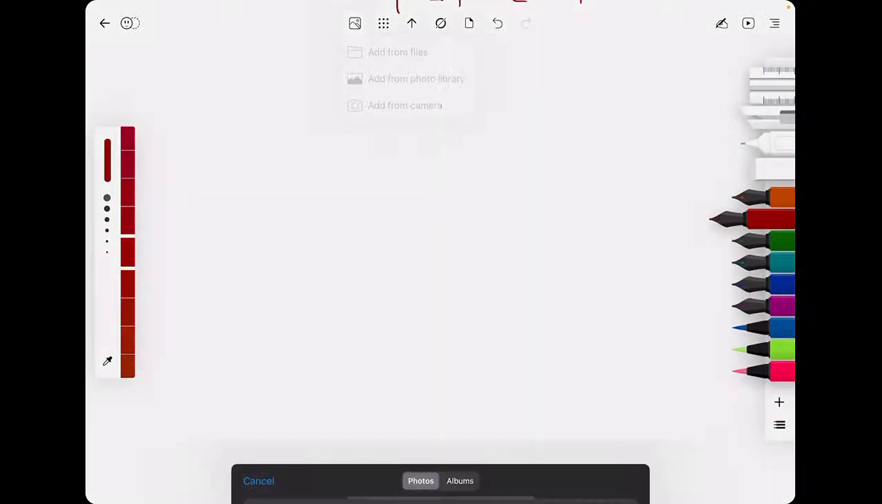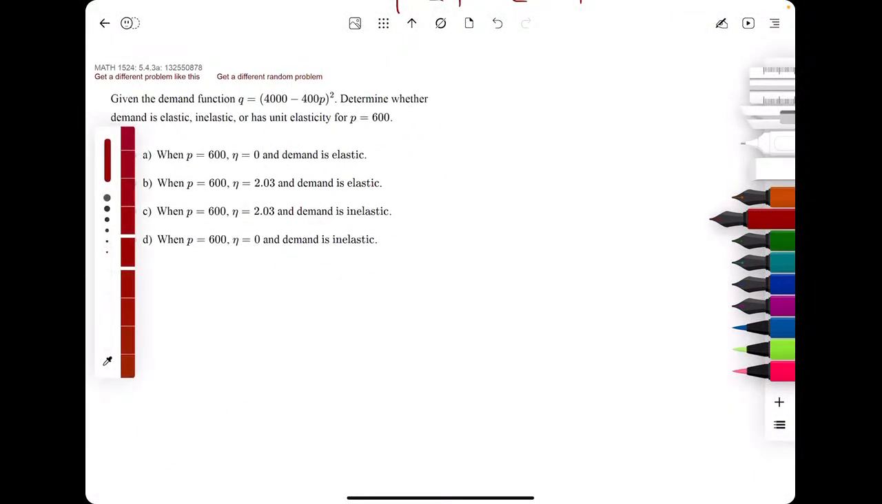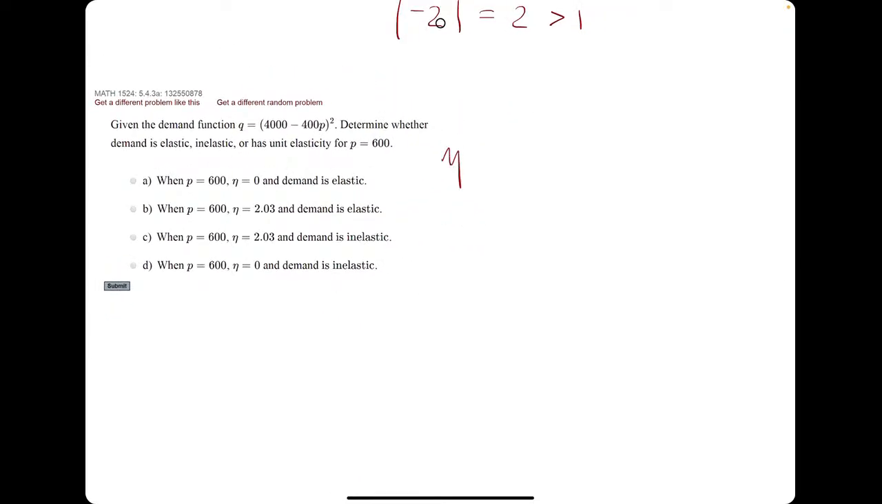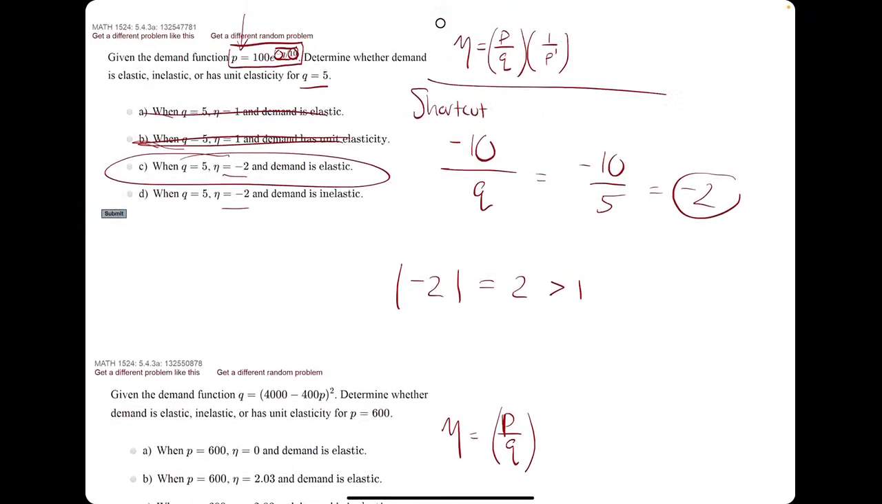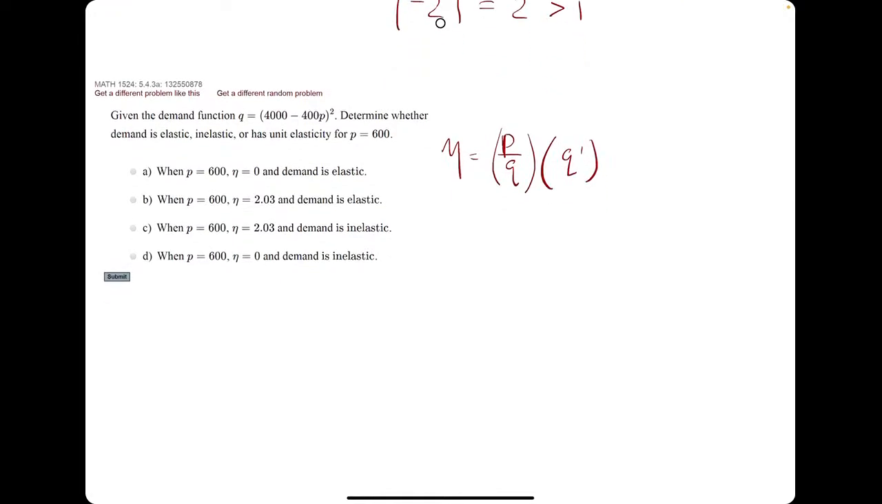Let's talk through a somewhat longer one, the same section problem but a different version. This one would use a similar equation that I mentioned a moment ago, but because we're given a Q equals function instead of a P equals function, it would be elasticity equals P over Q times Q prime. All right, so I'll try to do this as fast as possible. It can turn into somewhat of a long problem sometimes.